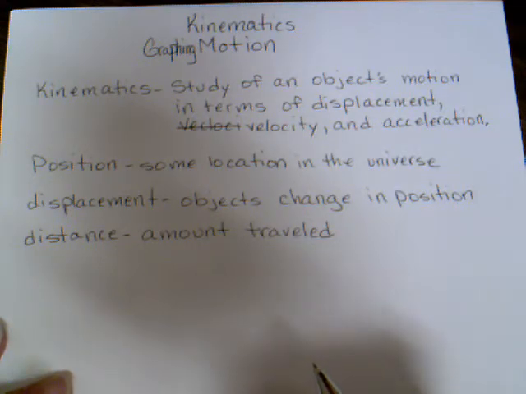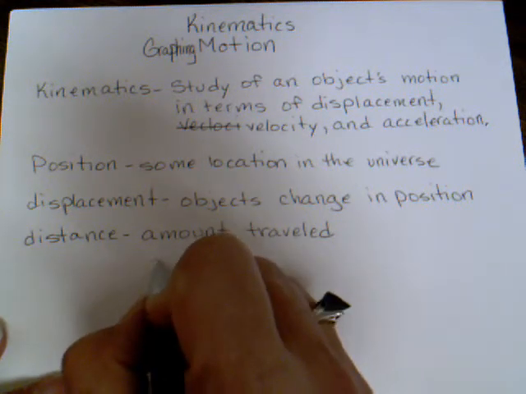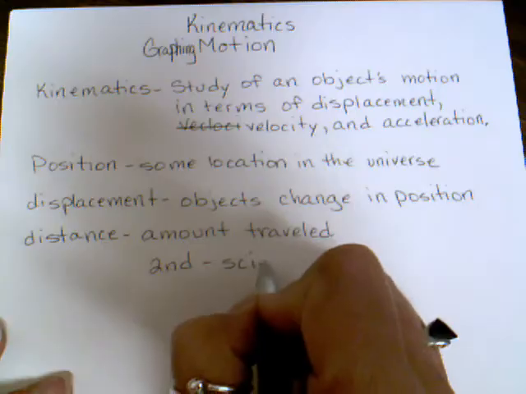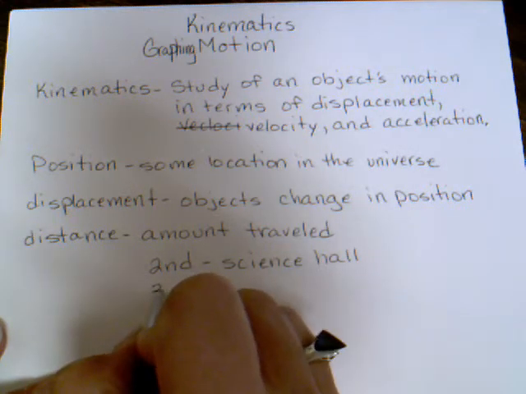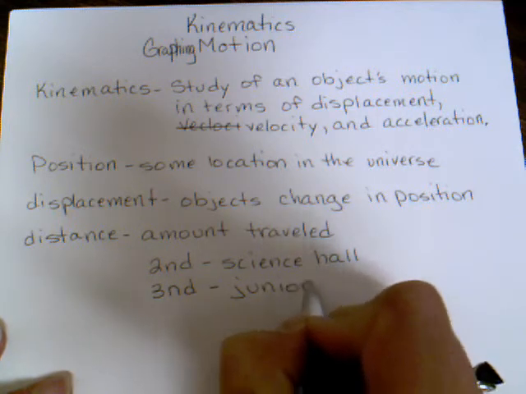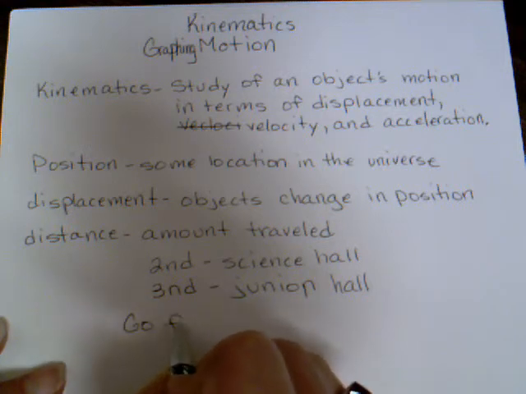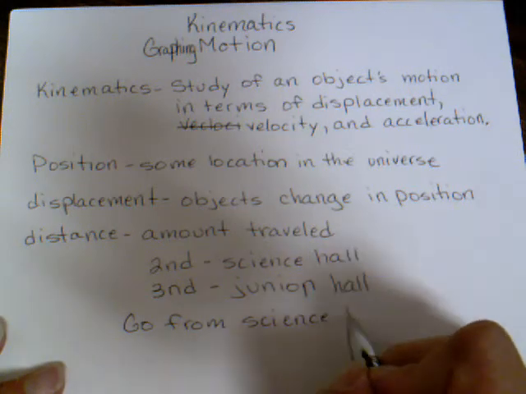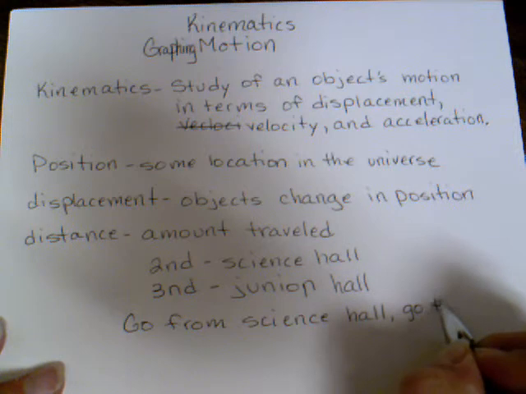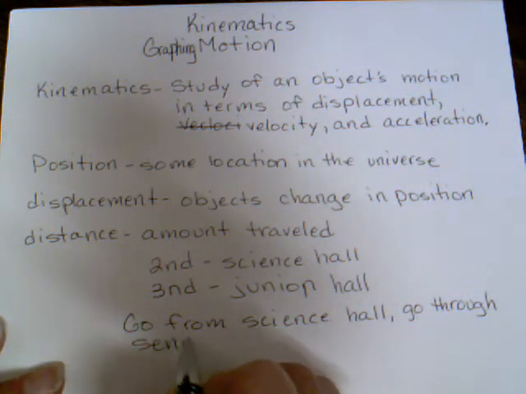So for instance, let's just consider you have second period in the science hall. You have third period in the junior hall. But let's say between second and third period, someone accidentally took your phone because y'all's phones look the same or something like that, and you know that that person had a class in the 500 hall. And it was raining. So you go from the science hall, and you don't want to walk through the rain, so you go through the senior hall or the 200 hall.